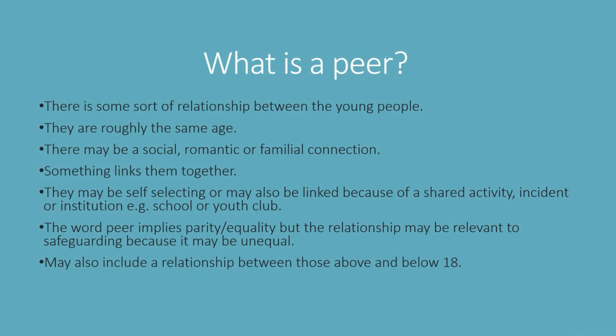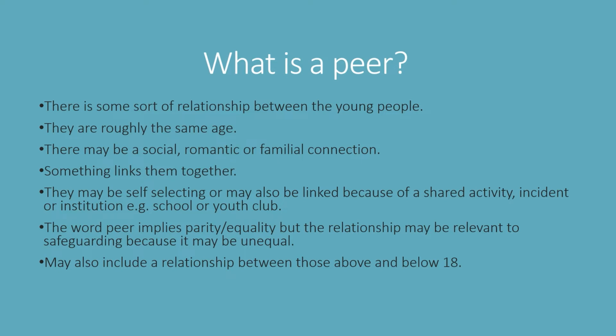Firstly, what is a peer? In order for someone to be seen as a peer, there must be some sort of relationship between the young people. They must be roughly around the same age. Age becomes quite an important assessment tool in considering whether a relationship between two peers is harmful, especially when considering whether a child is being exploited.